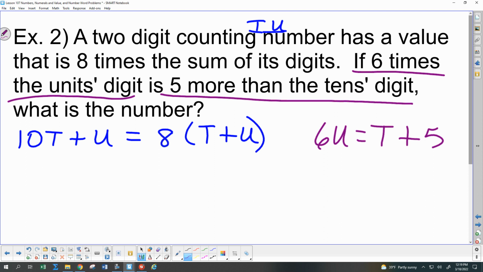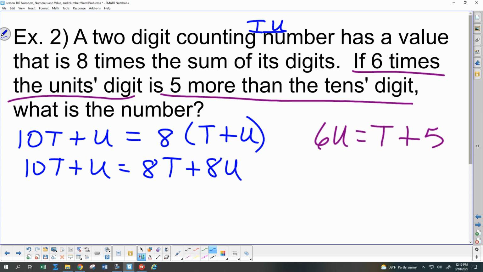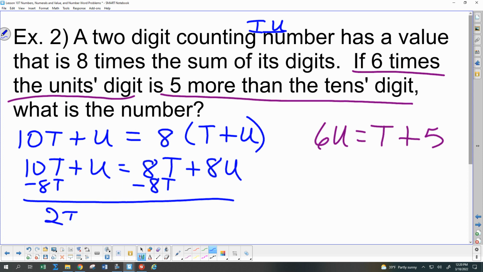What do you guys think? Does that say 6 times the units digit is 5 more than the tens digit? So they're my two equations. Let's clean up the one on the left. 10t plus u is 8t plus 8u. Let's subtract the 8t on both sides. So 2t. Let's subtract the u on both sides. 2t is 7u. And I could do this with substitution or elimination, but what do you guys think? Would elimination be pretty darn easy over here? That the t would just be 6u minus 5.